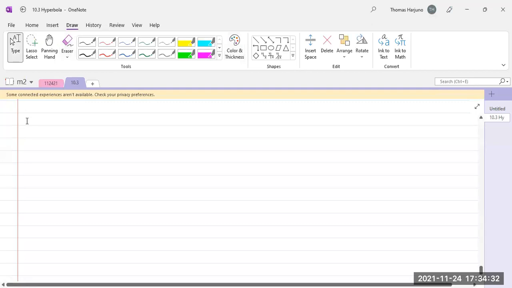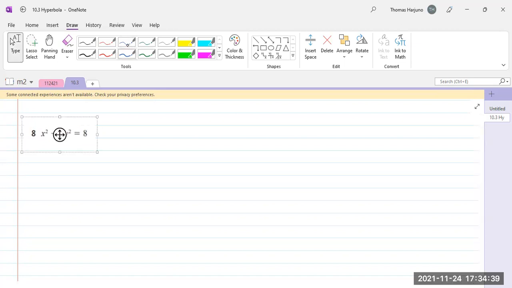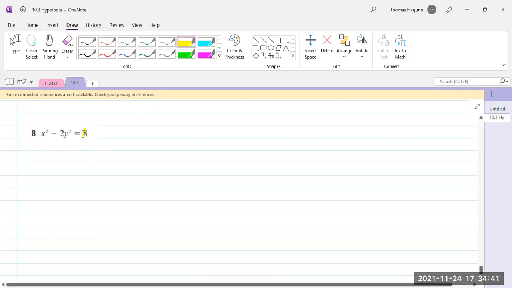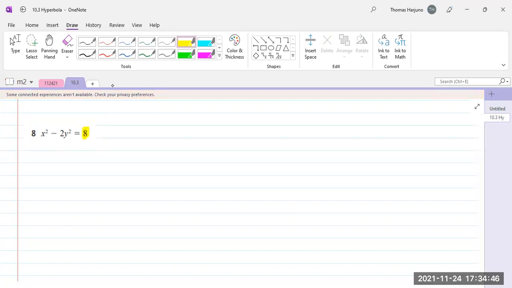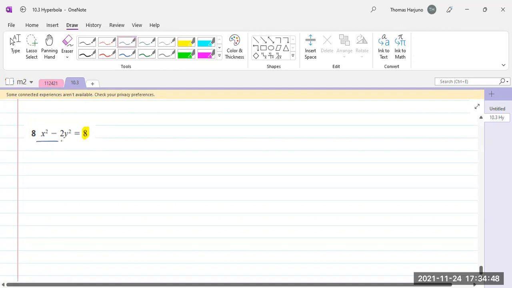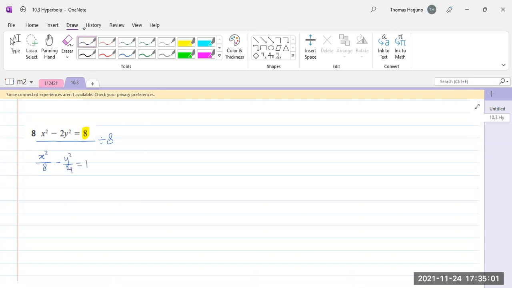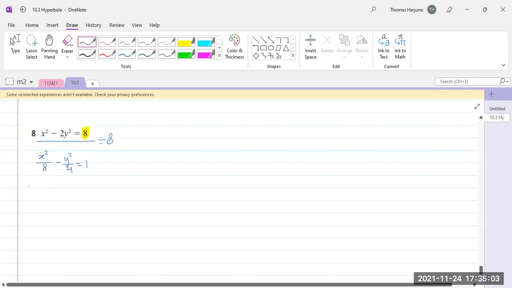Okay, let's continue. We will do question number 8 from our textbook. This is not in standard form. The reason is it's supposed to be equal to 1, and now it's equal to 8. So how to make it equal to 1? We will divide by 8. If we divide by 8, then we'll get x squared over 8 minus y squared over 4 equals 1. Right? Okay, now from there we go on.